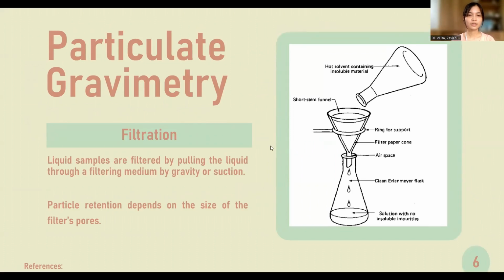One separation technique commonly used for particulate gravimetry is filtration. Filtration can be as simple as using filter paper to separate solid particulate matter from a liquid matrix. Other filtration methods use pressure to suck out the liquid from the solid analyte. The smaller the filter's pores, the better the particle retention.